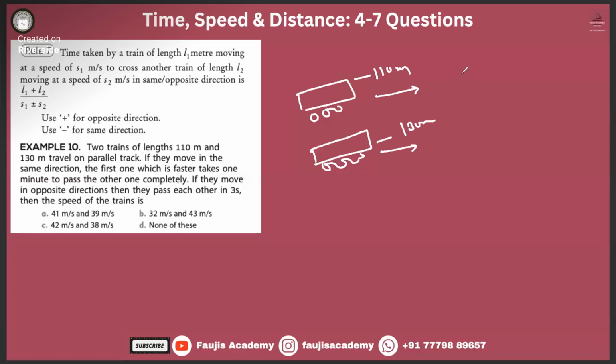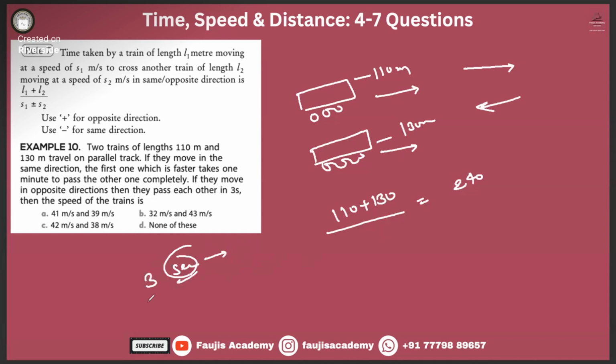In both the cases, whether they are moving in the same direction or the opposite direction, one thing is pretty much clear that 110 will have to be added to 130, which means we get 240. When in opposite direction, it passes each other in 3 seconds. In 3 seconds means what? In 3 seconds, the gap between them of 240 meters is closed. And to close this gap, every single second, 80 meters of gap needs to be closed.